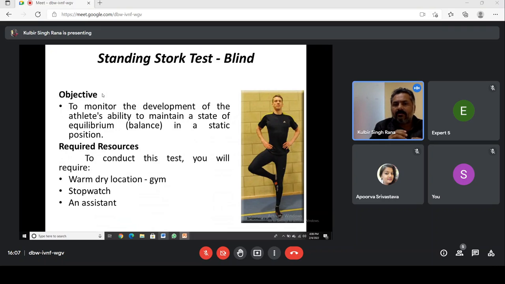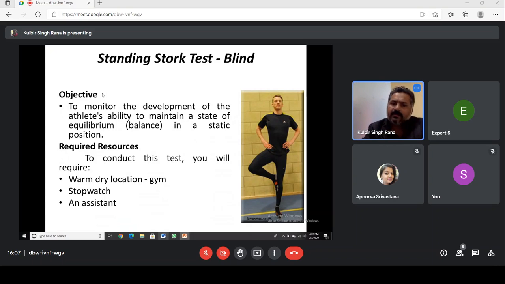Now it comes to balance. For balance, the standing stork test is done. I think you have generally heard about Berg's balance or something, right? We used to do it in neurological testing. So it is that kind of test. Once we do the sway test and all, it is a single leg balance test that we do, with closed eyes, right?